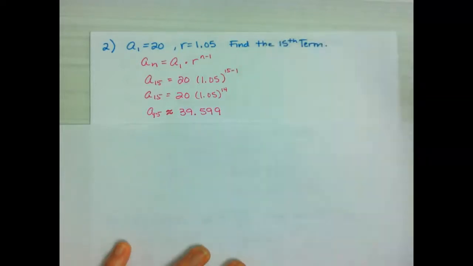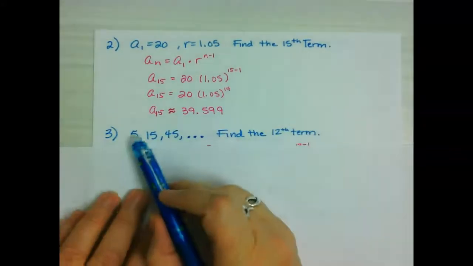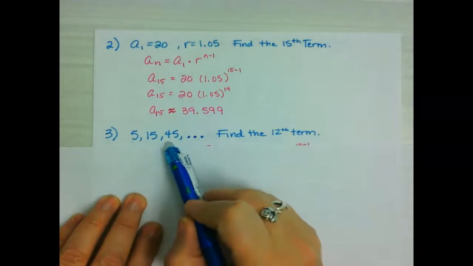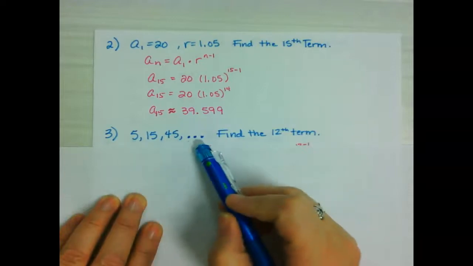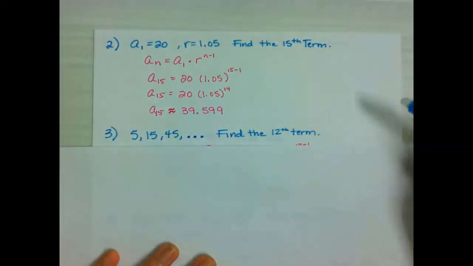All right, so moving on to question 3. You are given a partial sequence here, 5, 15, 45, because it's separated by commas, dot, dot, dot means goes on forever. We're going to find the 12th term. So again, we're not going to try and list out and count up and do things like that to get to 12. We're going to use the models. So what model is this?